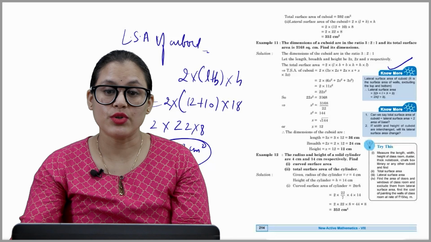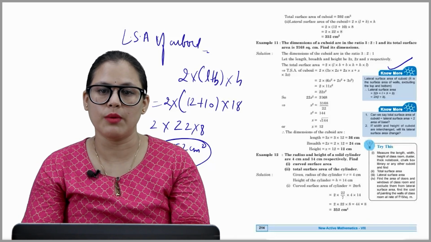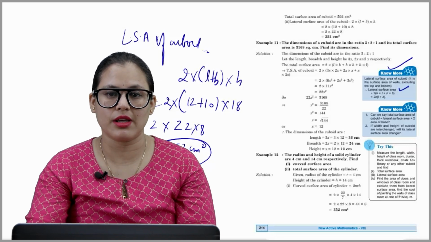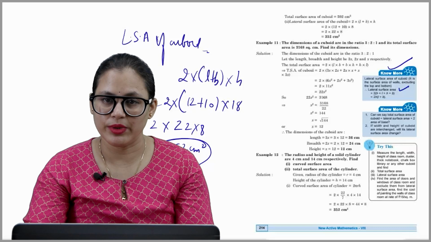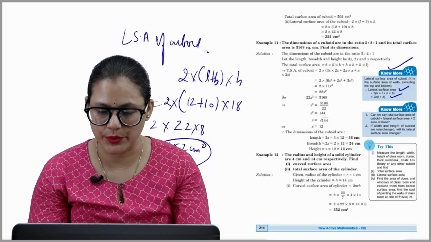Remember, lateral surface area of a cuboid is the surface area of the walls excluding the top and bottom, and therefore lateral surface area is 2h into (L plus B), that is 2h into the bracket L plus B.